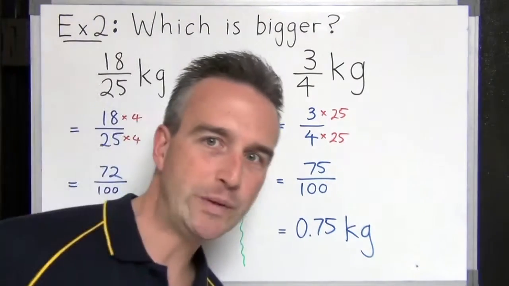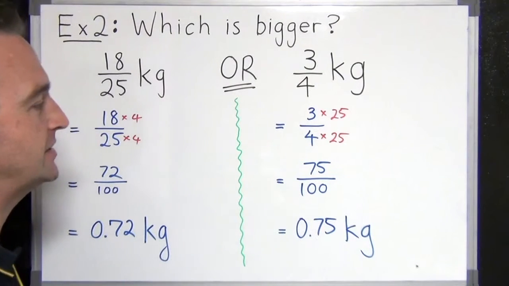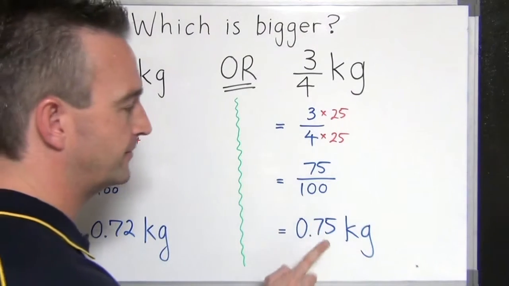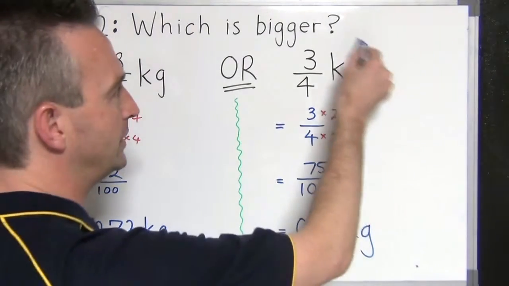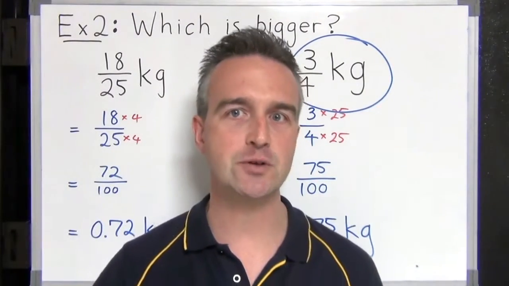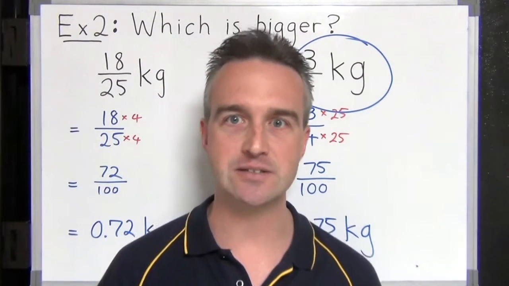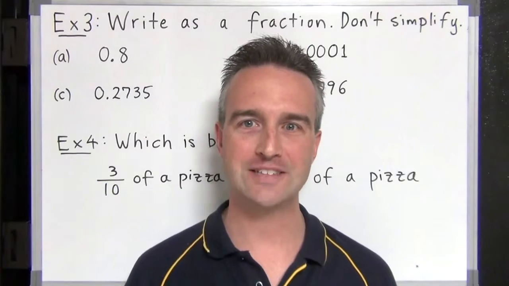Can you see it now? When they're written as decimals, it's much easier to compare them and see which one's larger at first sight. 0.72 kilograms or 0.75 kilograms. Obviously this one's bigger. So which is bigger? 3/4 of a kilogram. Decimals make things so much easier, and it's very useful in currency or dealing with pretty much anything. Length, distance, speed, velocity, you name it. Decimals are good.